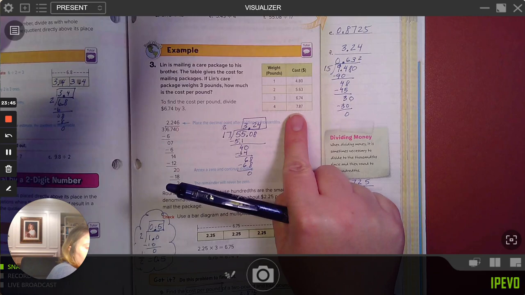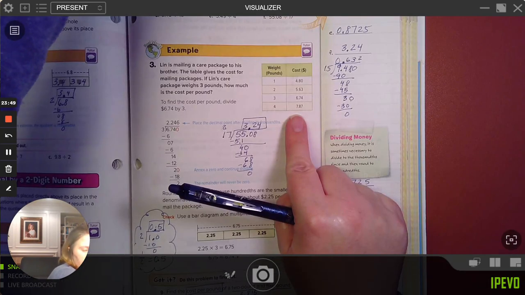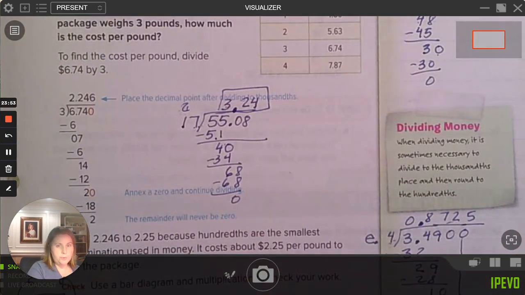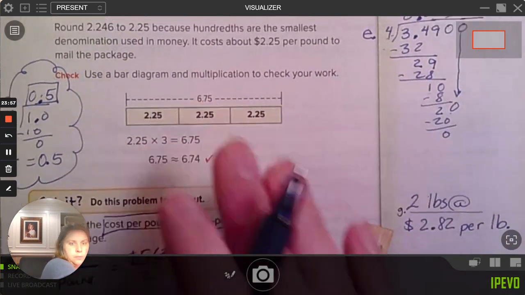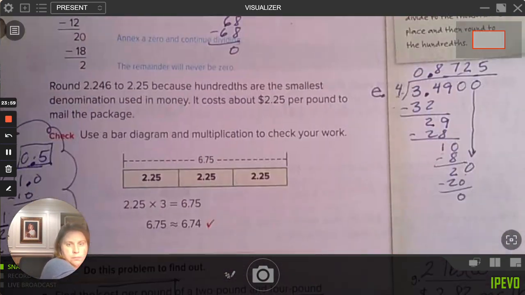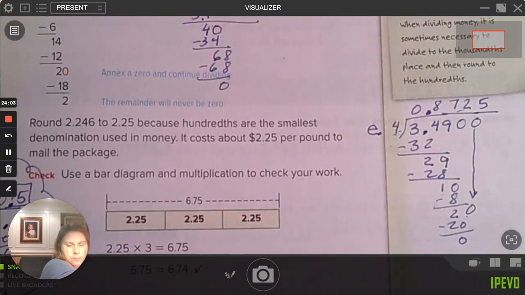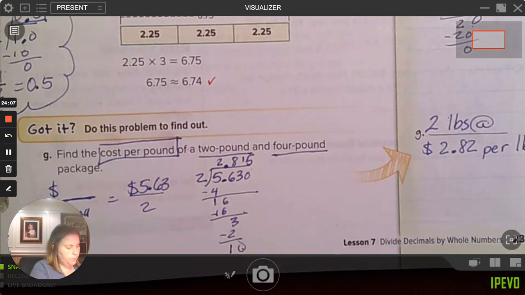Let's see if I can zoom in a little bit. Oh, wow, yeah. Okay. Sorry, I'm adjusting the camera here, getting used to this camera.